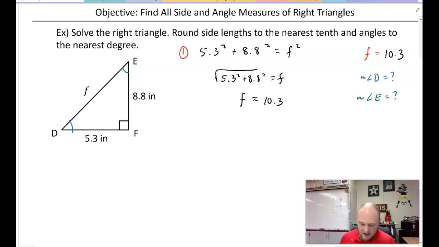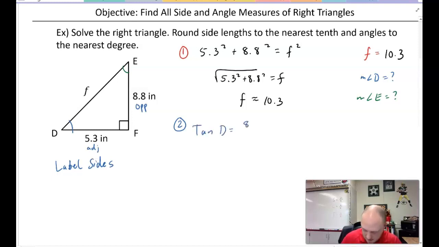All right, now I want to go ahead and find, let's just do D. So for D, what sides do we have? Remember, label your sides. I'm going to do this in pencil because it's going to switch if it was angle E. For D, I'm given opposite and adjacent, so that's tangent. Tangent of D is equal to 8.8 over 5.3, and using the inverse functions, tan inverse of 8.8 over 5.3 will give us D.